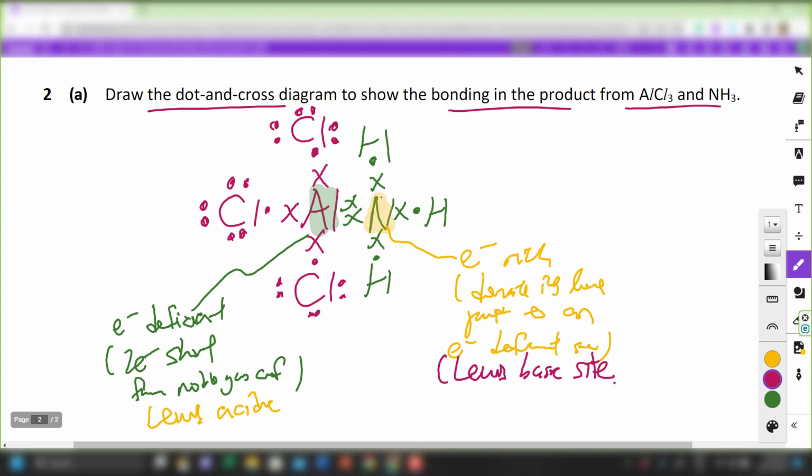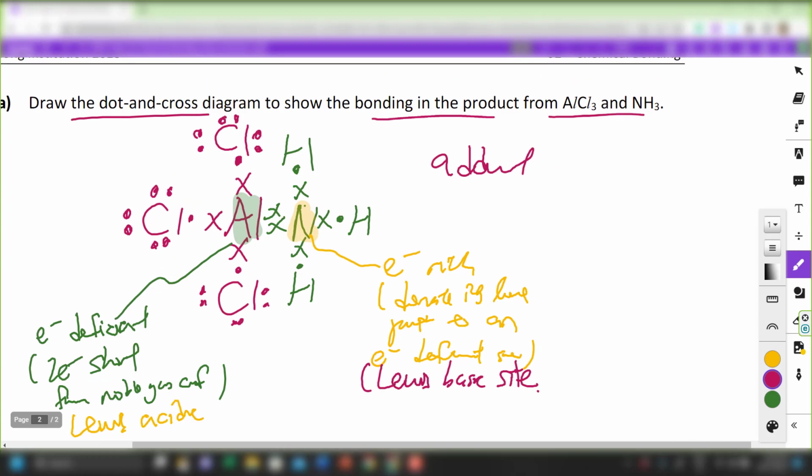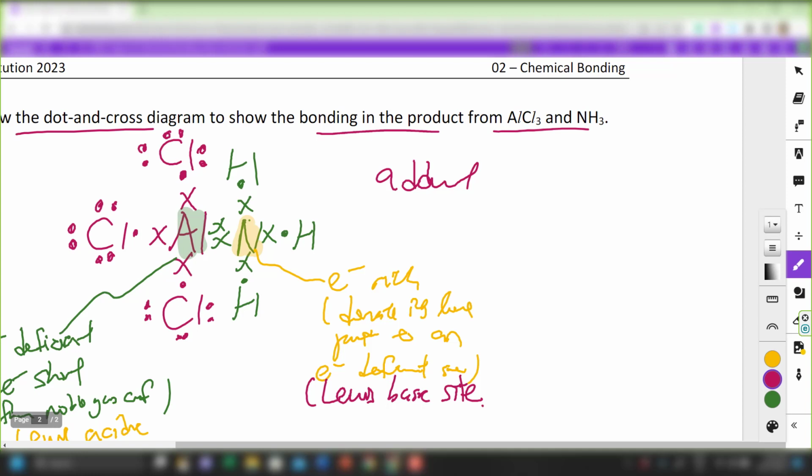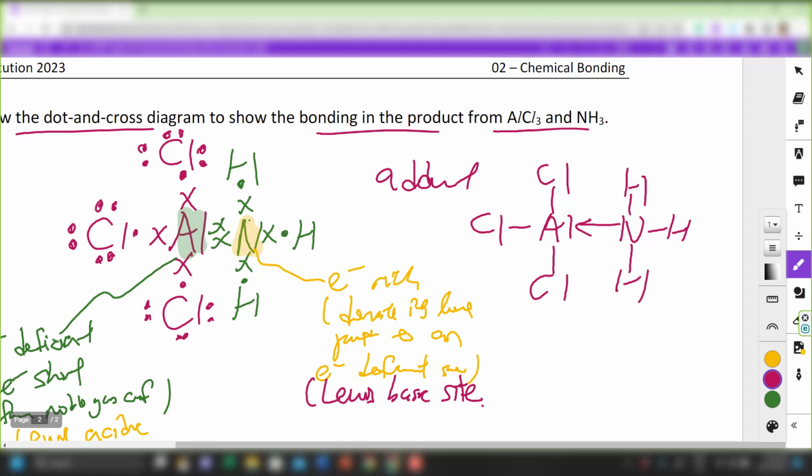This will be the Lewis structure. This is known as an adduct. If you want to show the Lewis structure, it will look something like that: Al, Cl, Cl, Cl, and then a dative covalent bond from nitrogen. If you like dative covalent bonds, this is how you draw it.